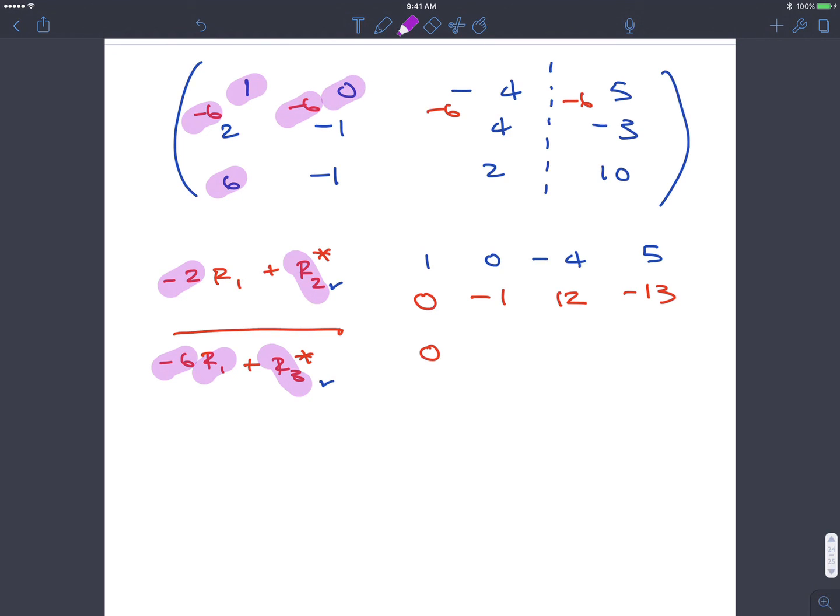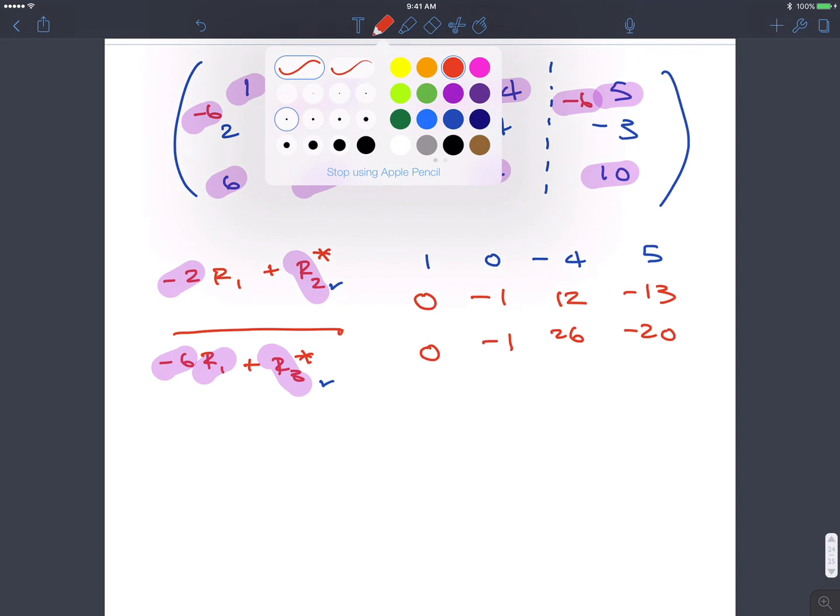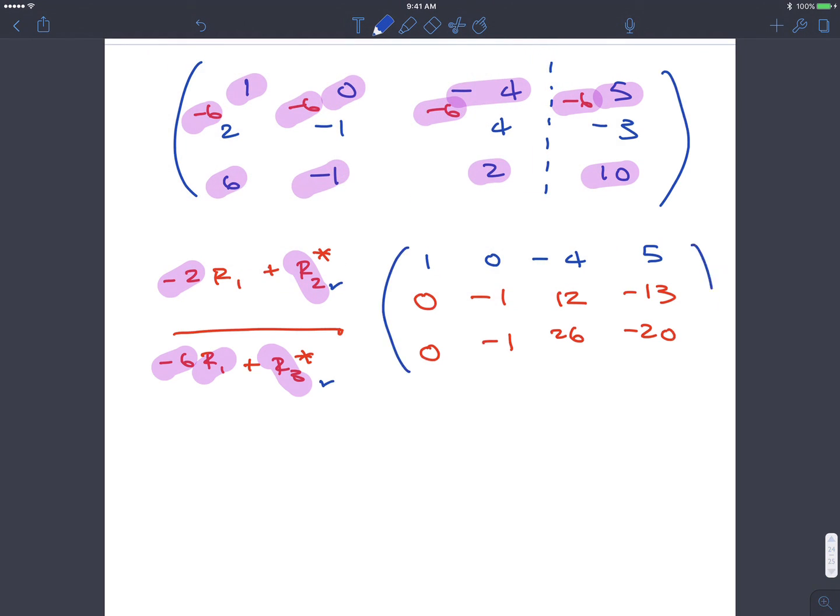-6 times 0 is 0. Plus -1 is -1. -6 times -4 is +24. Plus 2 is +26. -6 times 5 is -30. Plus 10 is -20, it looks like. Let's double check. -6 times 5, -30, plus 10 is -20. There we go. Our new augmented matrix.